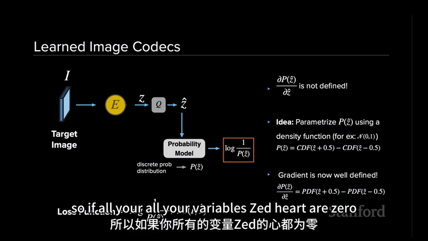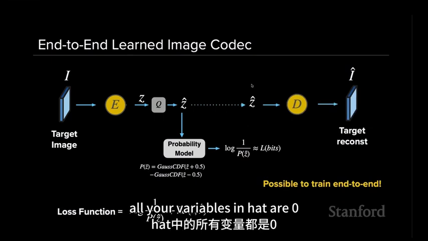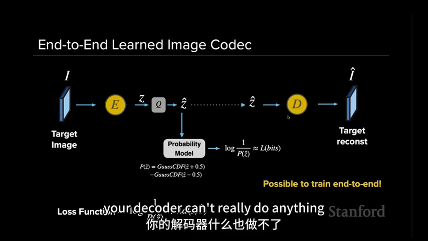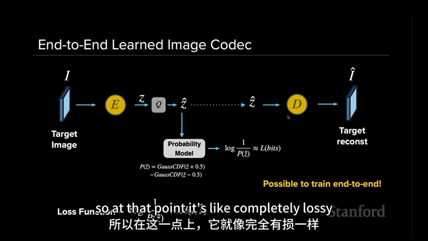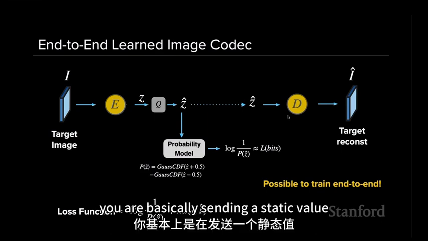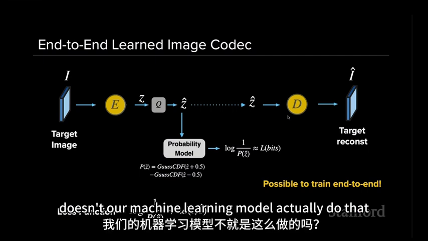So if all your variables z hat are 0, your decoder can't really do anything. It has nothing to go on, right? So at that point, it's completely lossy. You are basically sending a static value. Okay? And so why doesn't our machine learning model actually do that?